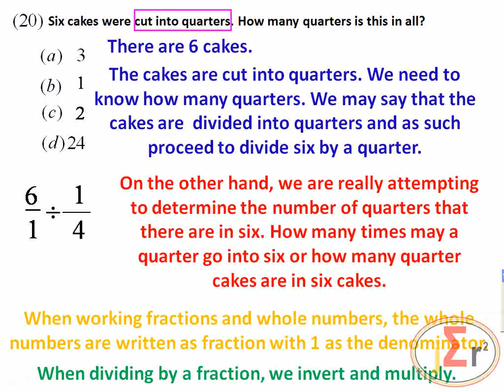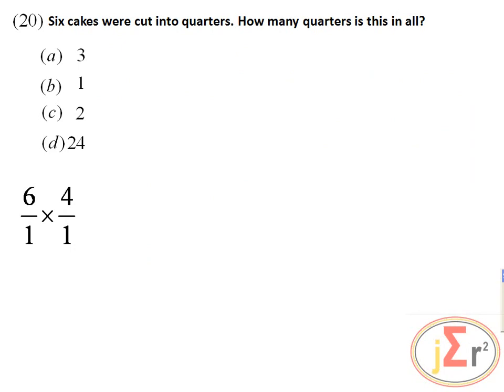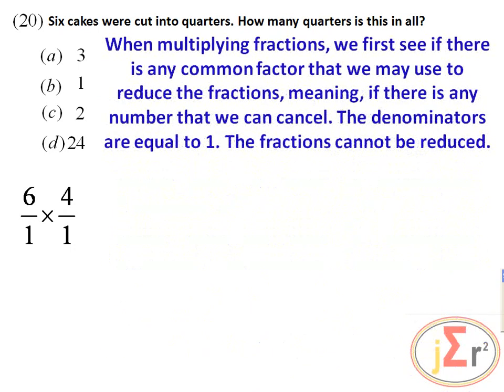Also, when dividing by a fraction, we invert and multiply. So invert which fraction? The one that we are dividing by. What is another word for invert in this particular case? Reciprocate. So we will find the reciprocal of a quarter. It means that we will reciprocate a quarter. So we are dividing by a quarter, so we invert and multiply. So what is the result? 6 times 4 is 24, as Jerry pointed out.